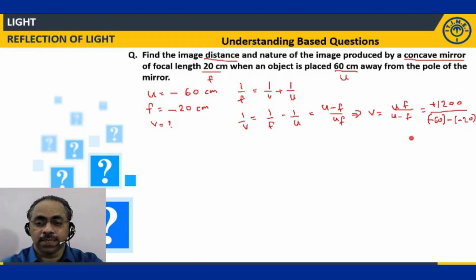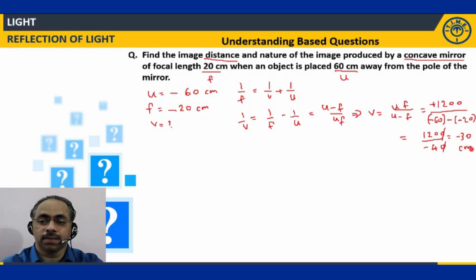But in the denominator, let us see how much I am getting. This is 1200 divided by minus 60 plus 20. Minus 60 plus 20 is minus 40. So this is minus 30. And what is the unit? Centimeter. Now I say minus 30 centimeter. What do you mean by minus over here? Simple. The image is real inverted. Okay. And as far as distance is considered, this is 60 centimeter, this is 30 centimeter.